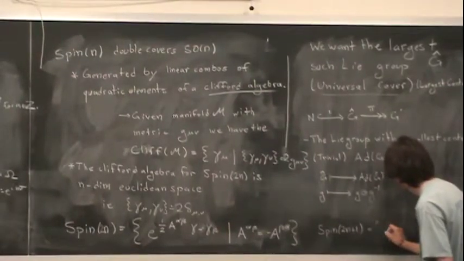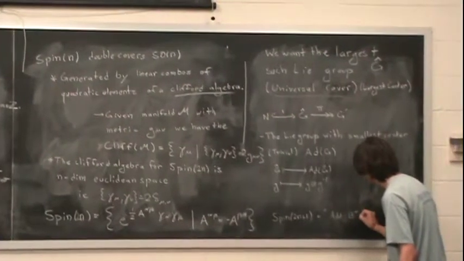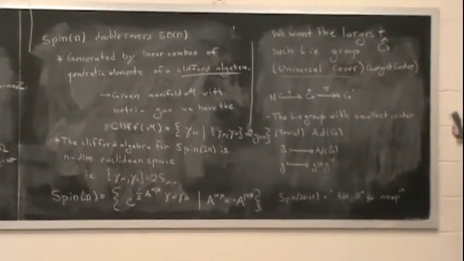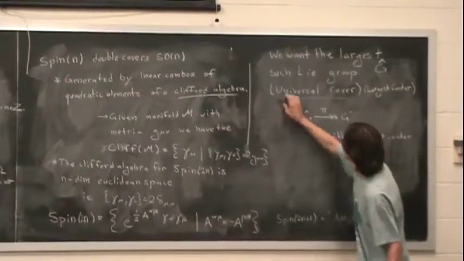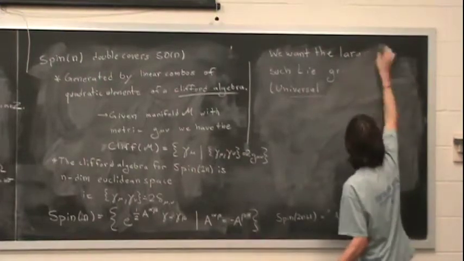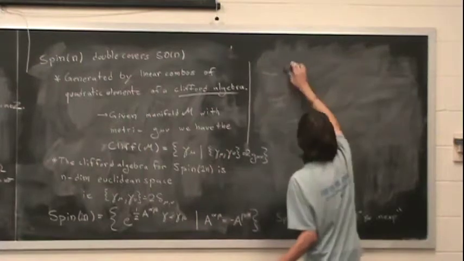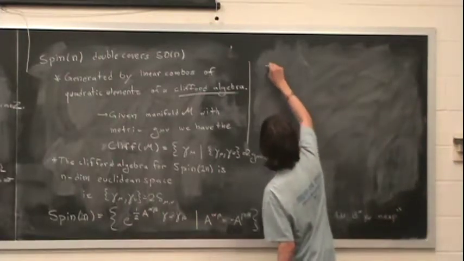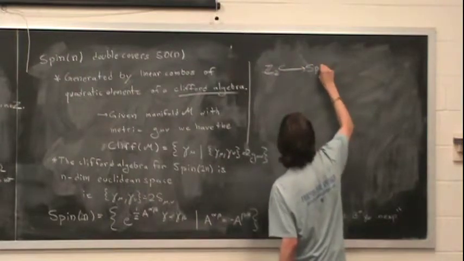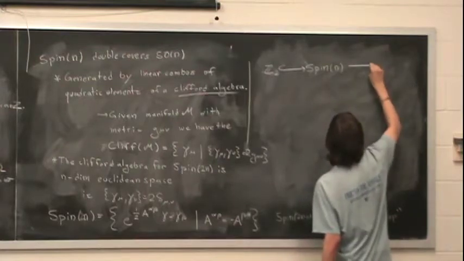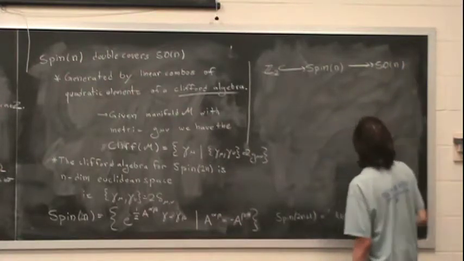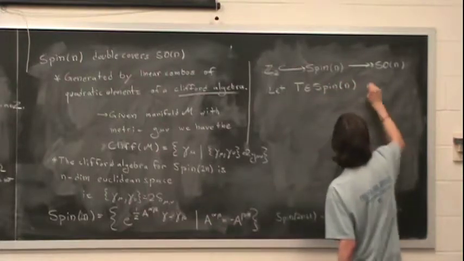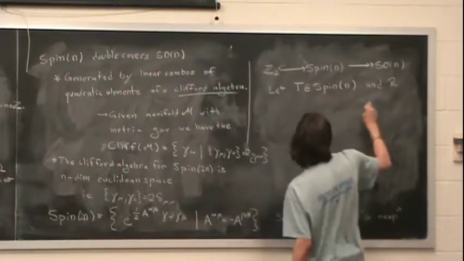I'll just say, add something like b alpha gamma alpha in the exponential. And so then what is the double cover? Well, we do exactly what we did with Pauli operators. So it's always a double cover. We have Z2 hooks into spin n, which maps down into SON. The idea is we let T be an element of spin n, and R an element of SON.